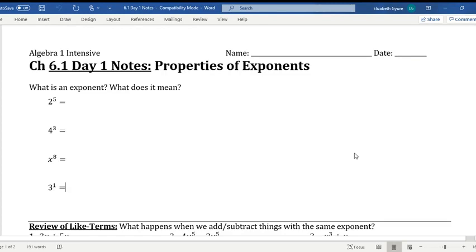6.1, day 1. Chapter 6 is going to be pretty short because we're done with new material before next Friday, right? Then we have Christmas break, and we won't be learning anything new when we get back. So chapter 6 is going to have to deal with exponents. We're going to learn some different properties of exponents. We're going to learn about graphing with exponents and things like that.